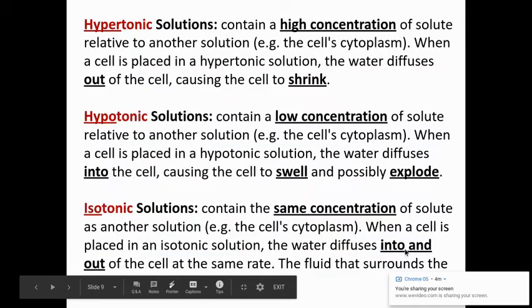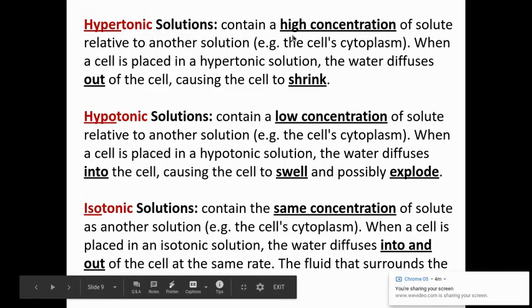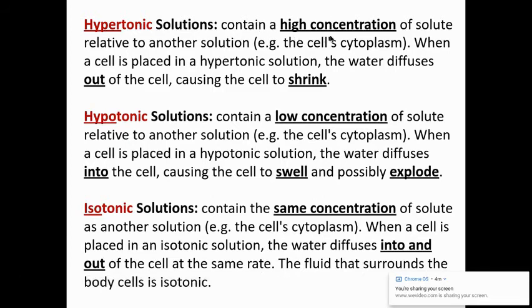When we talk about osmosis, we talk about these three types of solutions: hypertonic, hypotonic, and isotonic. This is just like if you had a glass of water with some other solutes, sugar or salt dissolved in it. How are our cells going to react to that? So a hypertonic solution contains a high concentration of that solute, whether it's sugar or salt.